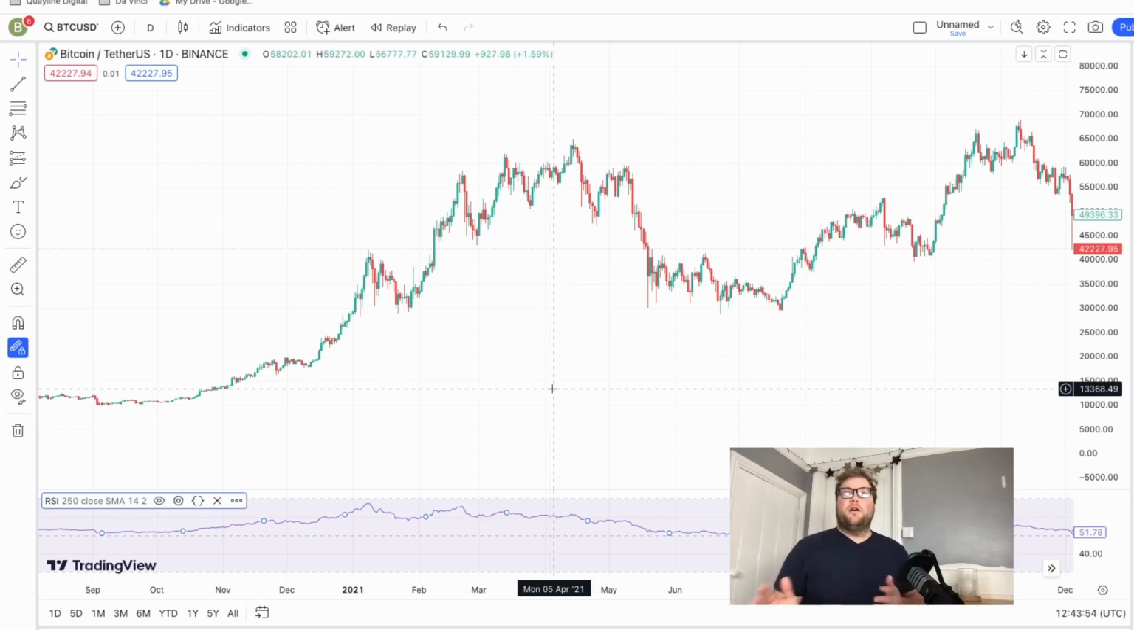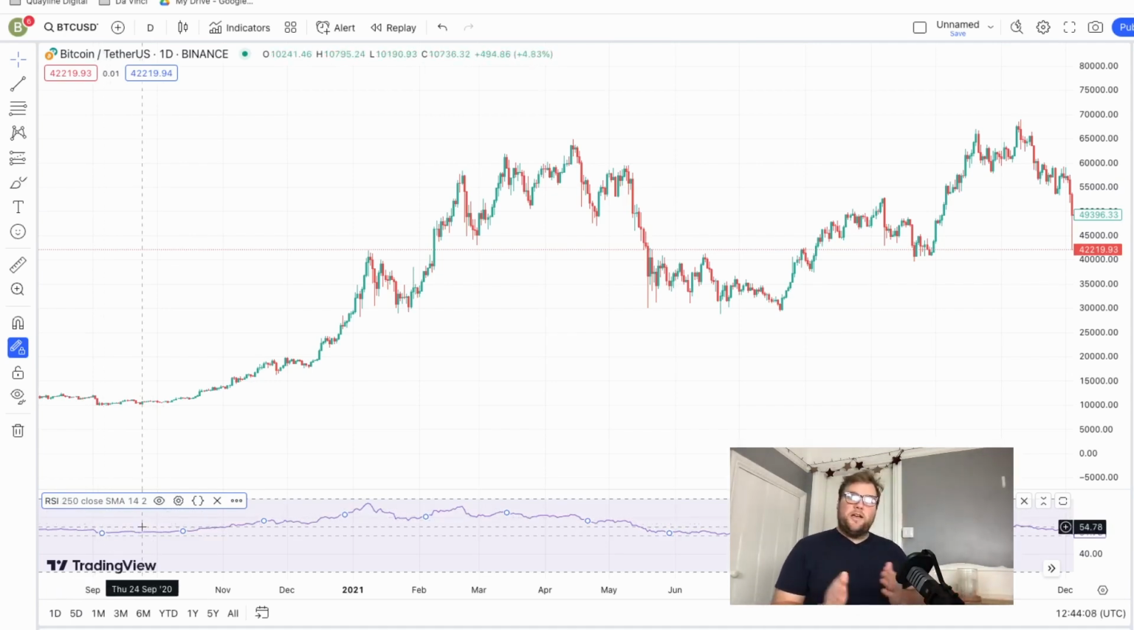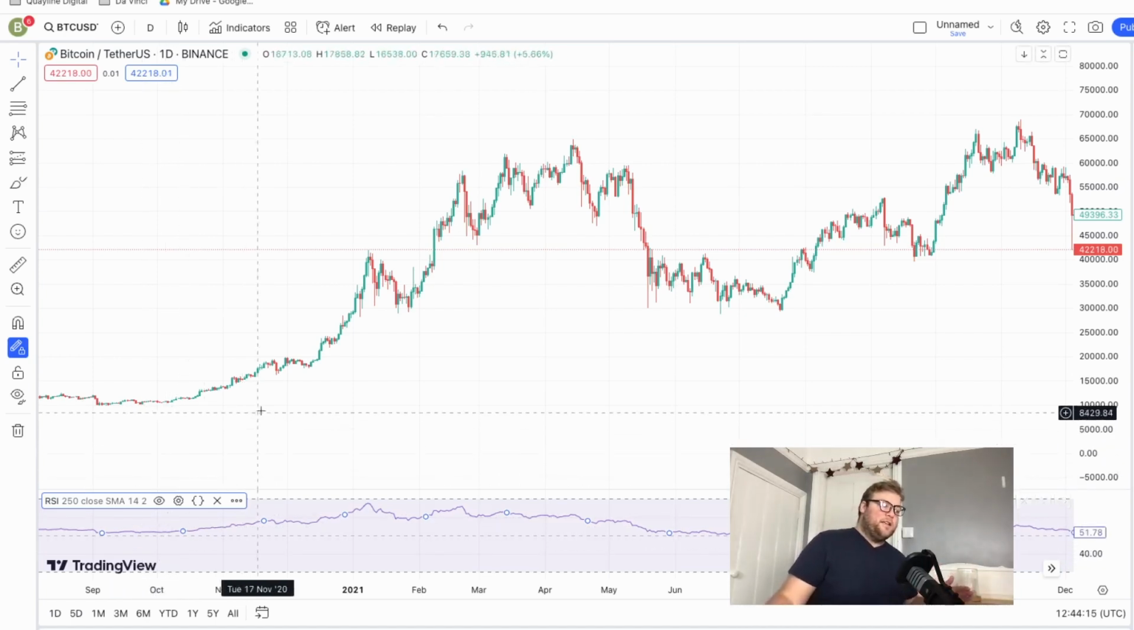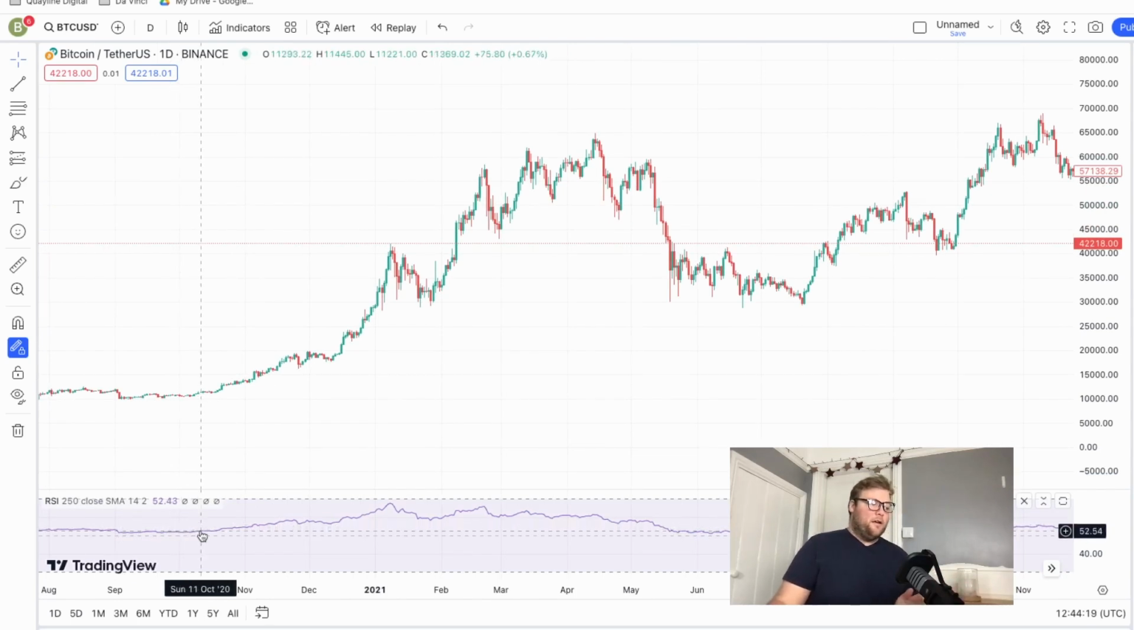How can we use the RSI to understand whether we're in a bull market or a bear market? And the key thing to do here is look at the long-term average of the RSI. So you can see here in this chart, I've set my RSI to 250 periods. So we're looking at the last 250 days' worth of RSI within this particular chart. And you can see here we're in a sustained bull market all the way along this chart, and the RSI is sticking above the 50 mark into that 50 to 70 kind of range.